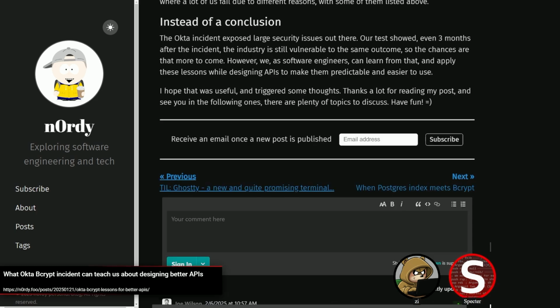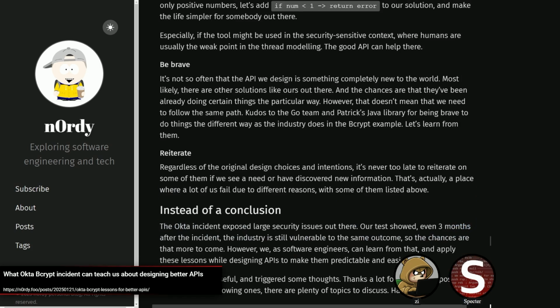Yeah, so the Be Brave section. The common thing you always hear in crypto, and we've talked about it a lot before too, is don't roll your own crypto. If there's an implementation out there and it's being catered by professionals, use that. They're going to be able to implement the algorithms better than you can in pretty much every case.